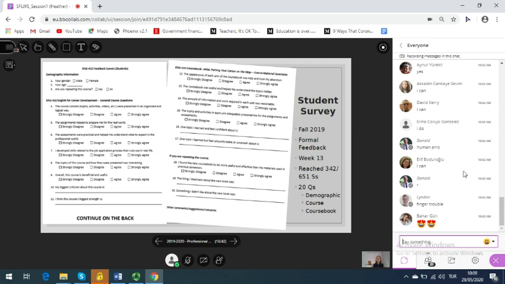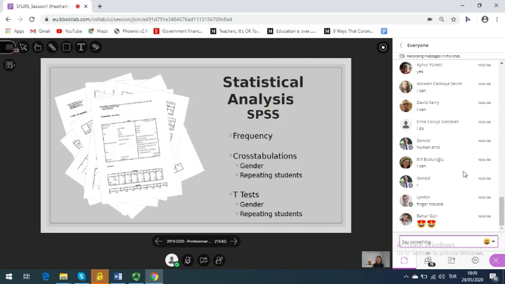And then I entered very laboriously those 342 surveys into SPSS and analyzed 35 pages of data. And I did frequency tests with this data, as well as some crosstabs and some t-tests. So for those of you who are not really familiar with this terminology, frequency tells you how many students chose each option. And then crosstabs shows a relationship between different variables. So in my case, how many boys and girls chose each option and how many repeating students chose each option.